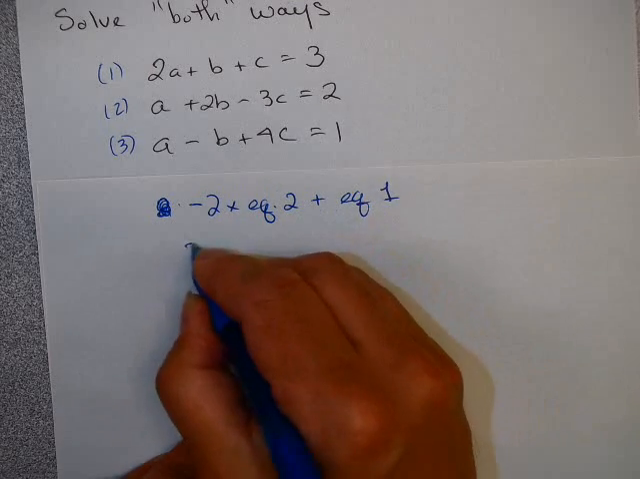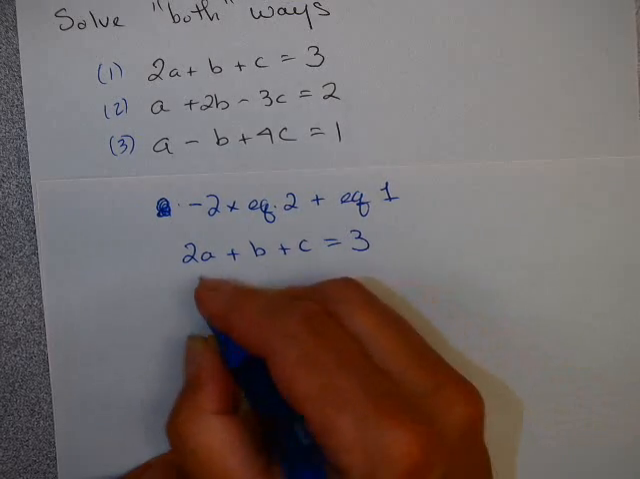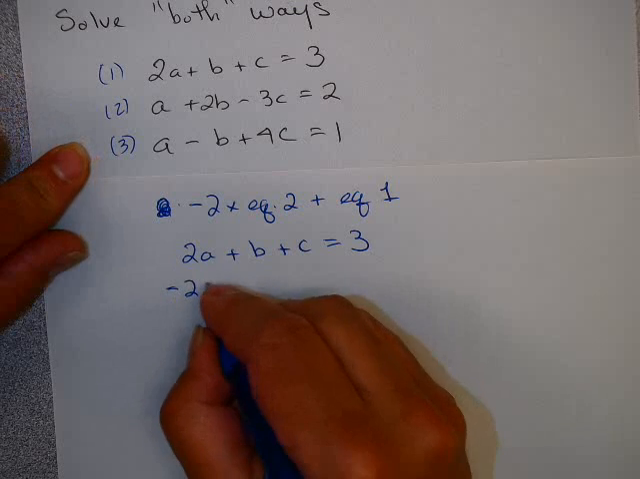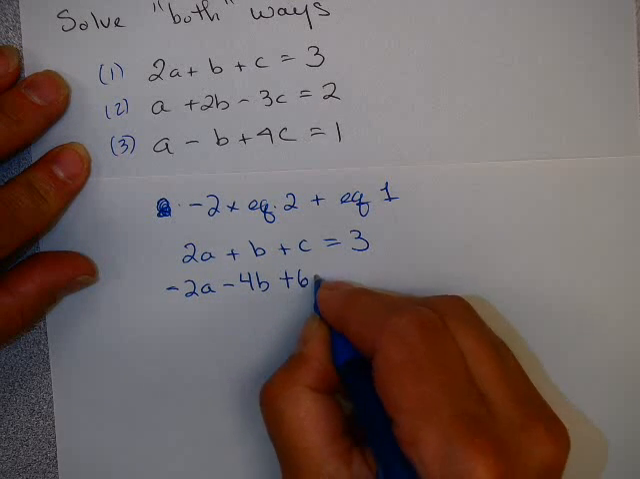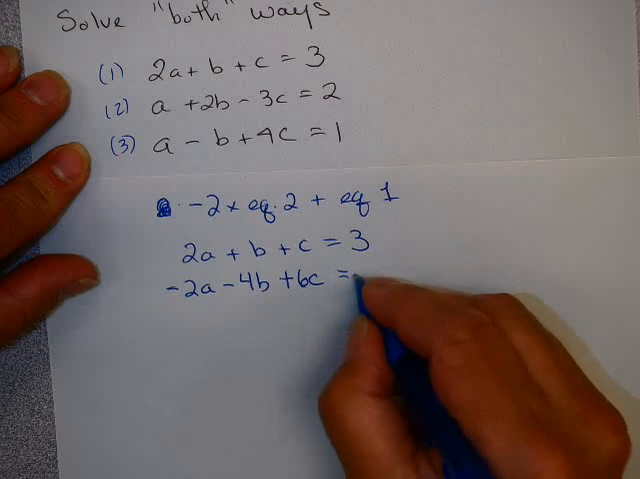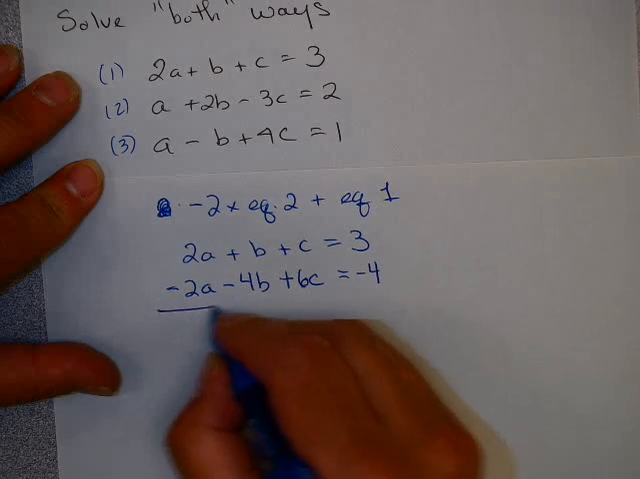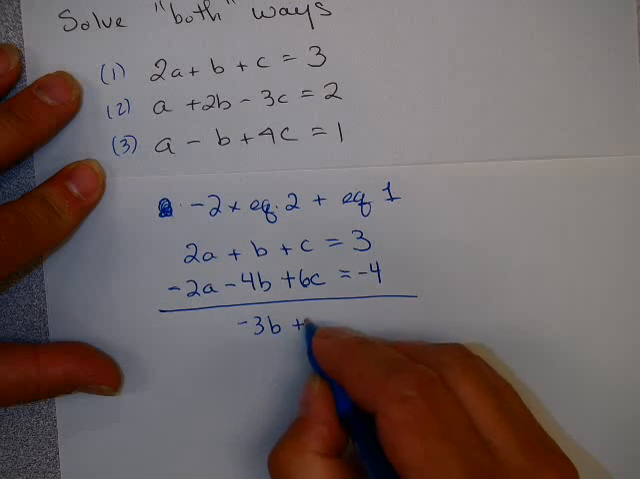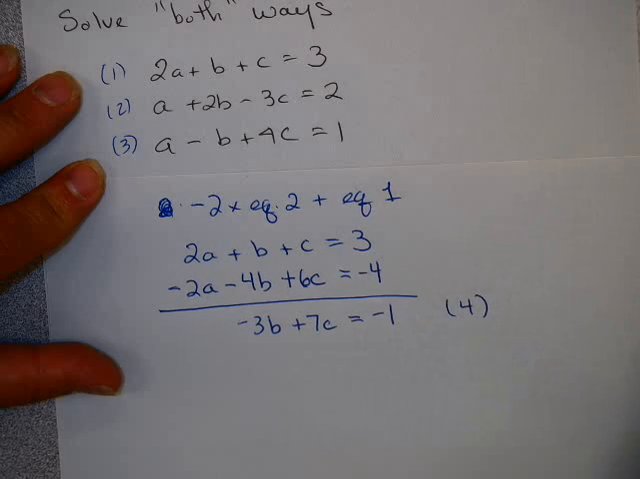So I'm going to write down equation 1, 2a plus b plus c equals 3, and I'm going to multiply negative 2 times equation 2, which is minus 2a minus 4b plus 6c equals negative 4. Okay, so double check that we have done that correctly, and I'm going to add these together. That gives me minus 3b plus 7c equals negative 1. This I'm going to call equation 4.